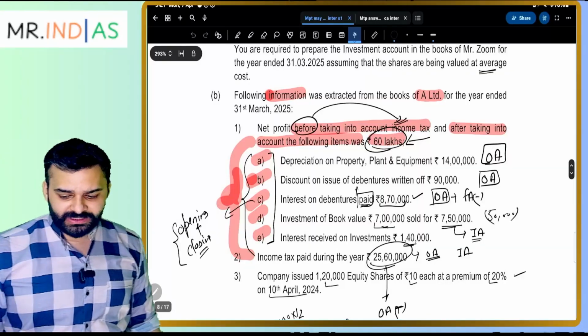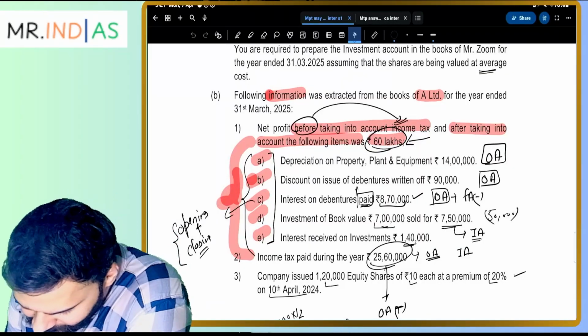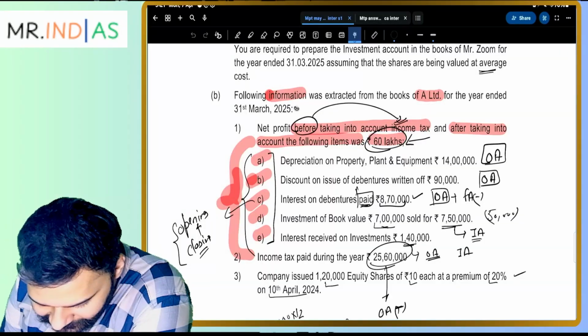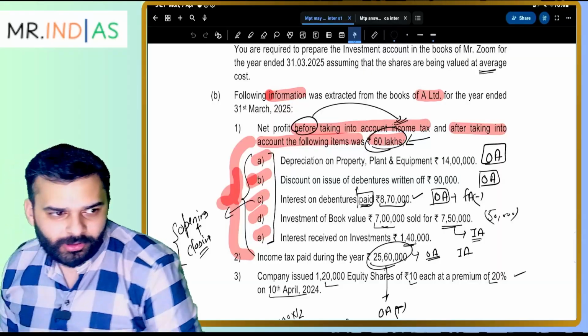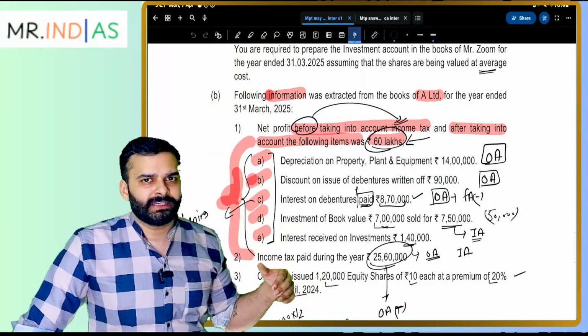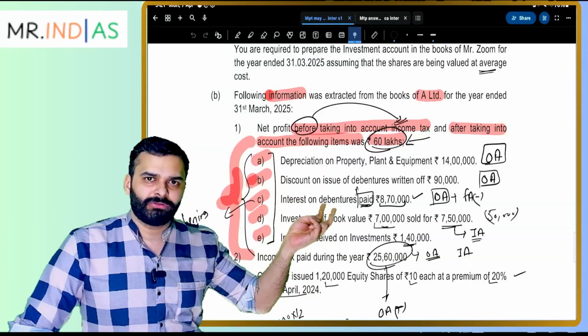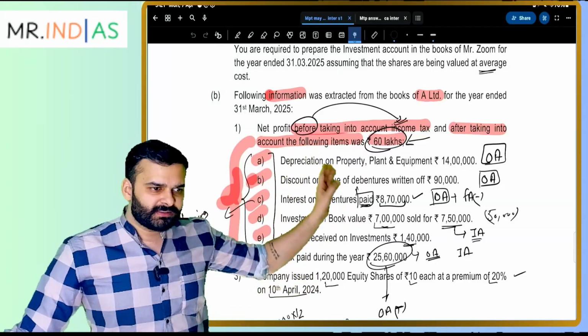Now the second question is with respect to the cash flow statement. The following information was extracted from the books of A Limited for the year ended 31st of March 2025. This is a pointer based cash flow question. Cash flow questions are asked in a variety of ways. They can give you a cash account, only a balance sheet, a balance sheet and P&L account, or the pointer base.